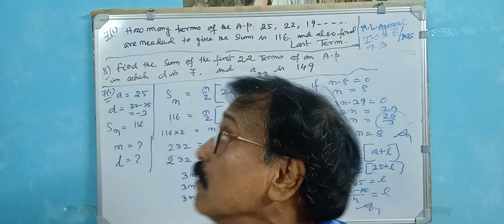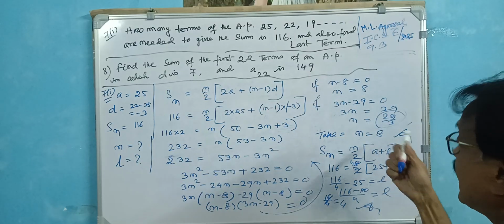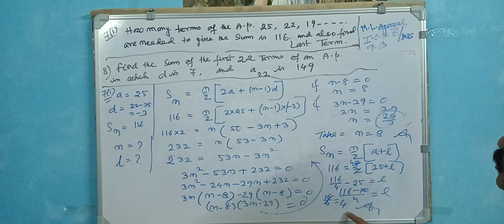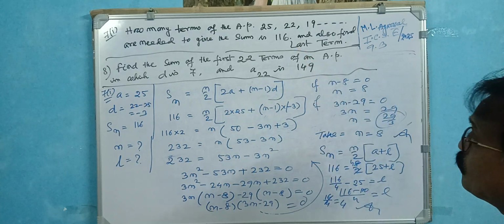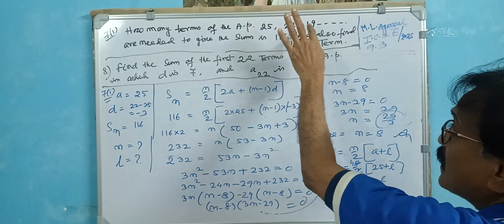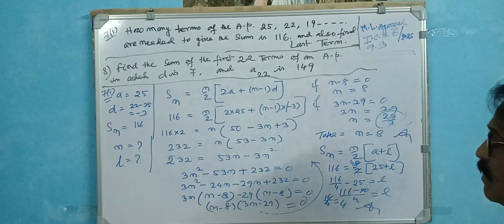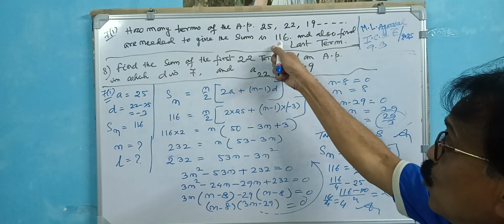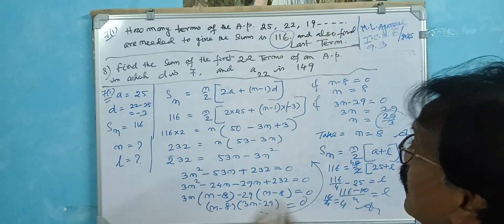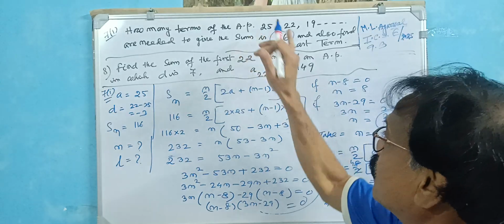Is that clear? How many terms are there? n terms, n is 8. And what is the value of the last term? The last term is 4. And the total, 25 plus 22 plus 19, so the total sum is 116 up to 8 terms. That is the total sum of all 8 terms. If you sum it, it is 116.